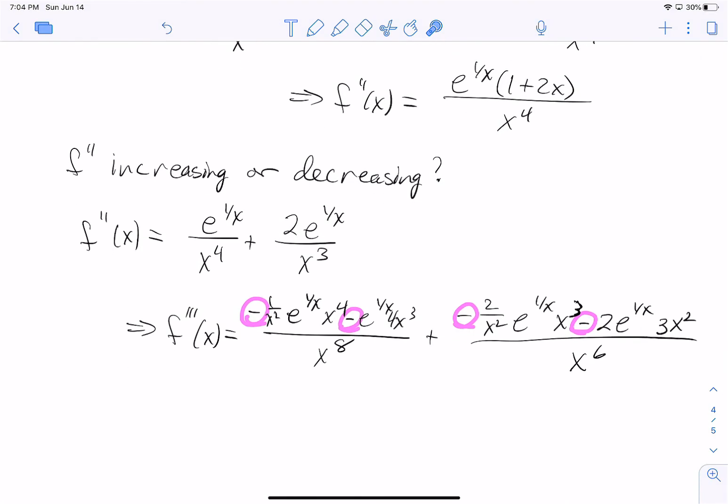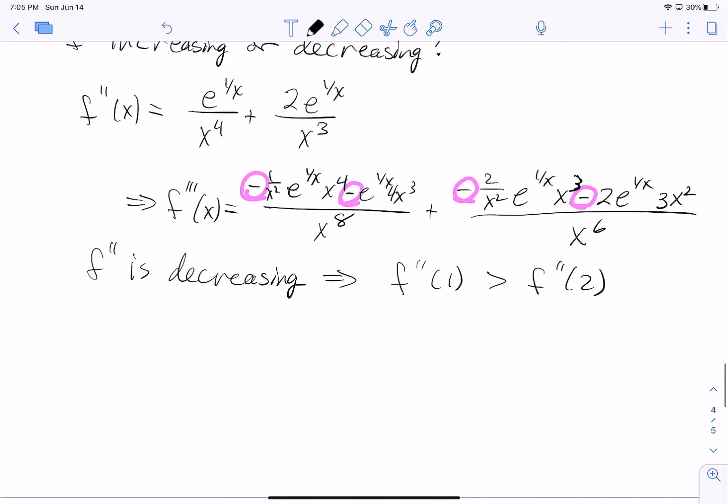So if my derivative, in this case the third derivative, right? If my derivative of the second derivative has a bunch of terms that are all negative, then we know that f double prime is decreasing. And what that means is f double prime of 1 is greater than f double prime of 2. f double prime of 1 is also greater than f double prime at any number between 1 and 2. Therefore, we're going to use x equals 1 for k.